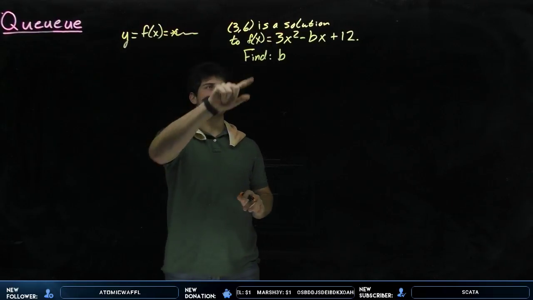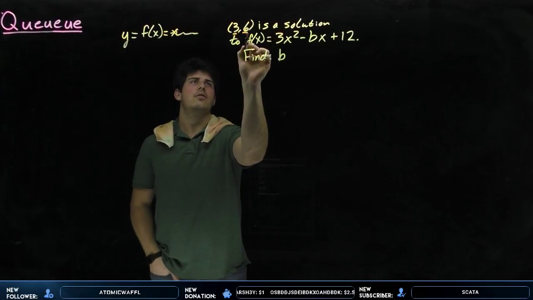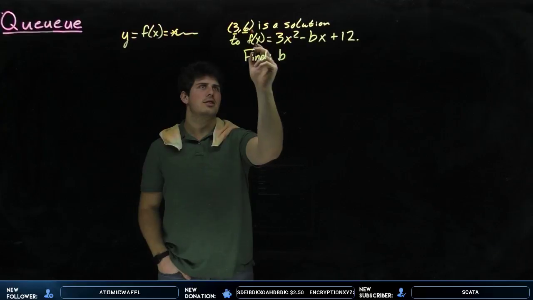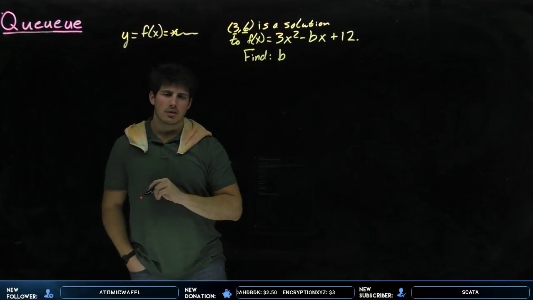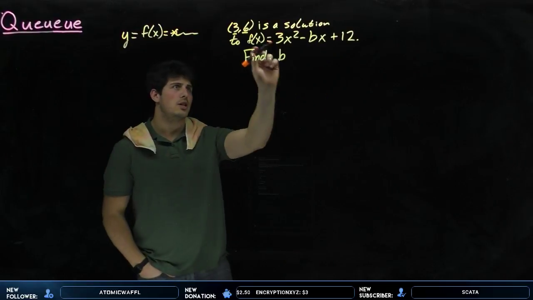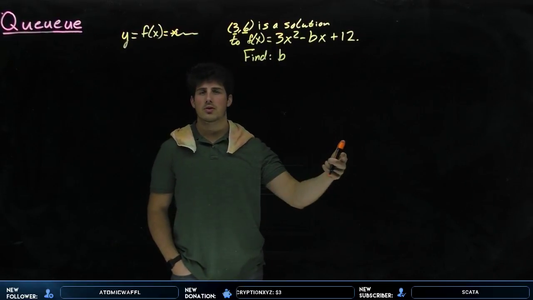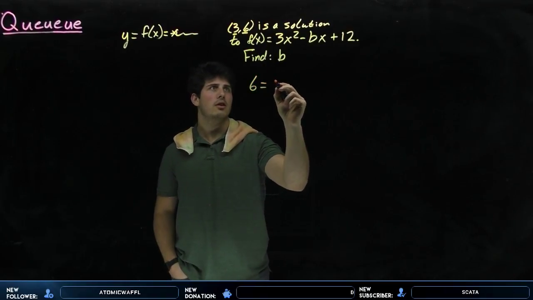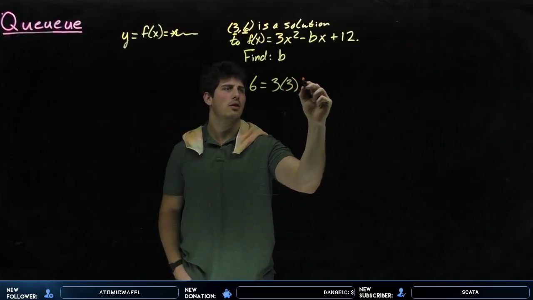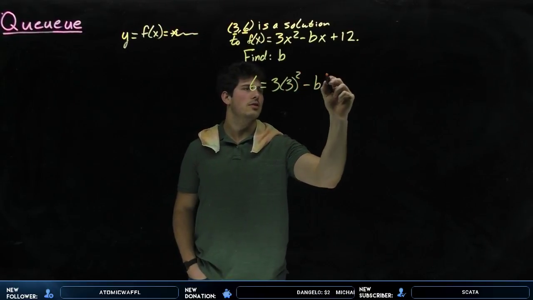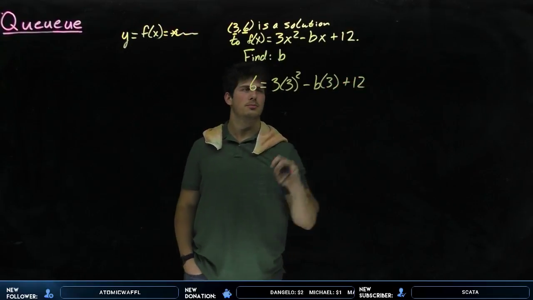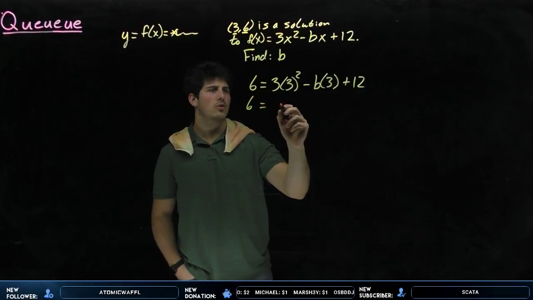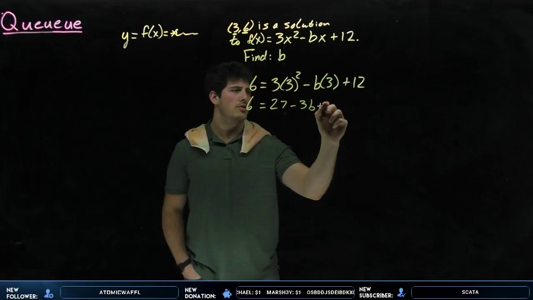Why that's going to be helpful here is I'm given an x and a y value that are a solution to this, meaning that if I plug in a 3 for x, all the x's, and a 6 for the y, or in this case f of x, this should come out to be equal on both sides. And that's how I'm going to solve for b. So if I go ahead and do that, I have 6 equals 3 times 3 squared minus b times 3 plus 12. Now I just evaluate. I have 6 equals 27 minus 3b plus 12.